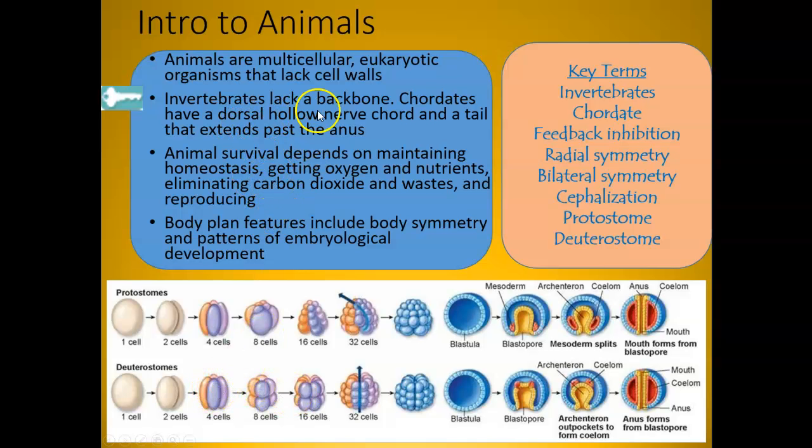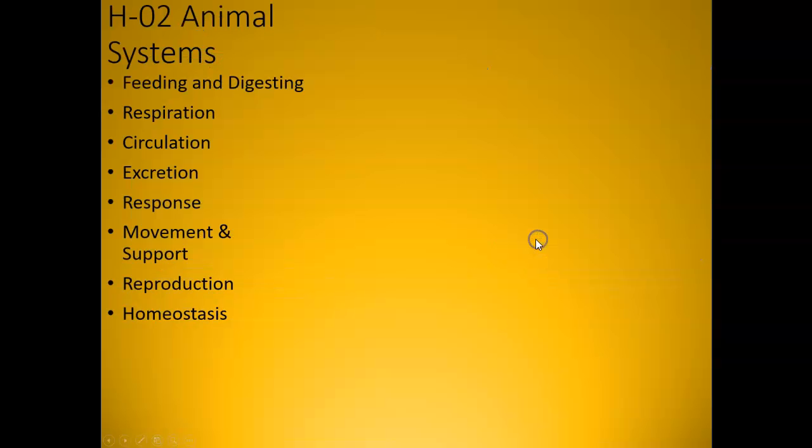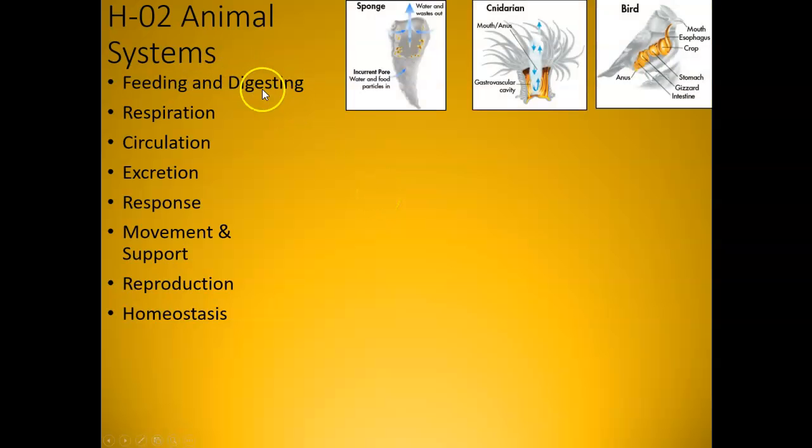So the major animal groups: we've got multicellular, eukaryotic organisms without cell walls, and we have the invertebrates, and then the vertebrates or the chordates. Animal survival depends on four things: maintaining homeostasis, getting oxygen and nutrients, eliminating carbon dioxide and waste, and reproducing. That's where we look at the other things, and again there are the key terms on there. Then we looked at animal systems, starting with an overview of feeding and digestion.